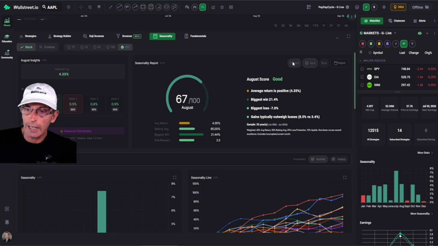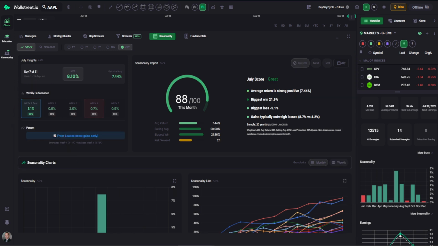And what I'm looking at, let me hide my face real quick, is the average return is positive. The biggest win is almost 22%. The biggest loss is 5%. So that right there tells me over the last 20 years of data, 5% has been its biggest drop from July 1st to July 31st.